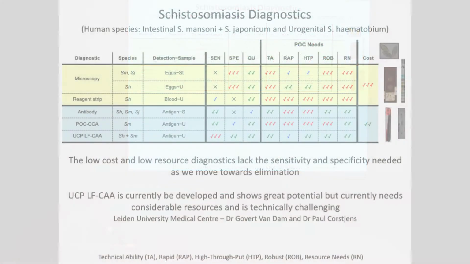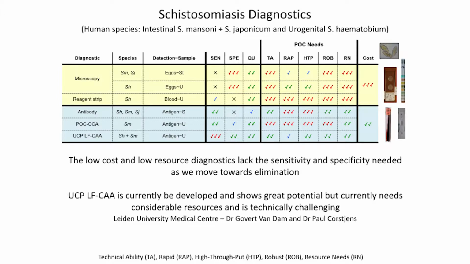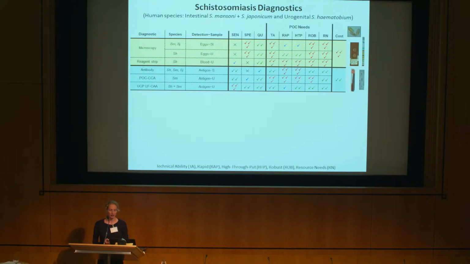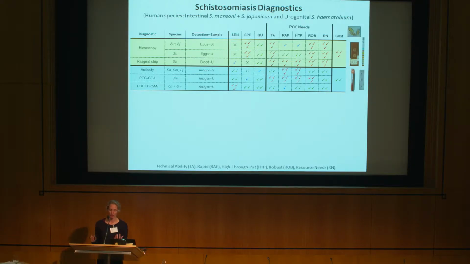So these are the main forms of diagnostics for human schistosome infections. When I talk about human schistosomes, these are mainly designed for the three main species, mansoni and japonicum, which cause intestinal schistosomiasis, and then haematobium, which causes urogenital schistosomiasis. And it's also important to recognize that there are two forms of schistosomiasis. We've got urogenital and intestinal, and they manifest very differently, and the samples that you'll be analyzing are very different for those two diseases. So the ticks show where those diagnostics are good, and the crosses show where those diagnostics are failing.